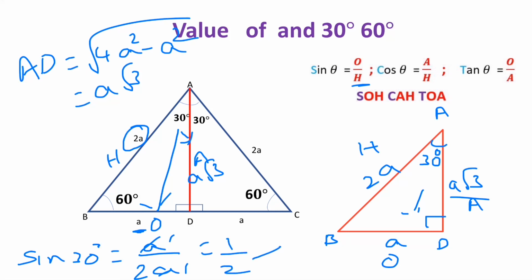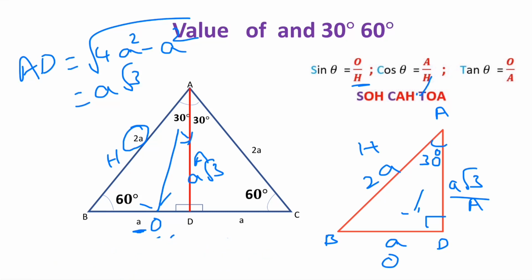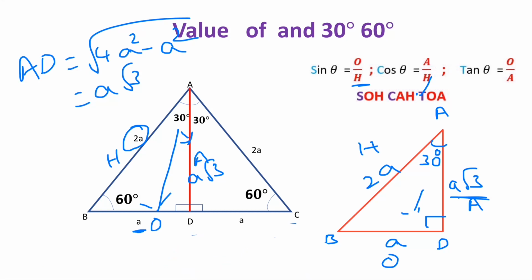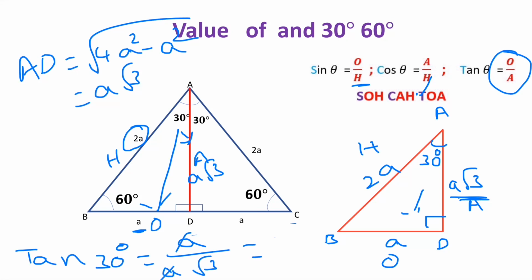Now we will see cos 30 degrees. Cos is adjacent side by hypotenuse. So cos 30 degrees will be the adjacent side A root 3 divided by the hypotenuse 2A. A and A will get cancelled. So cos 30 degrees is root 3 by 2. Now we will say tan 30 degrees. Tan is opposite by adjacent side. So the opposite side is A and the adjacent side is A root 3. So tan 30 degrees is 1 by root 3.